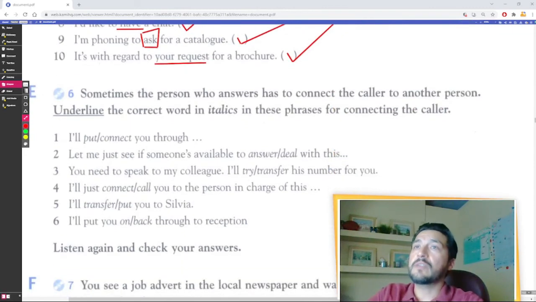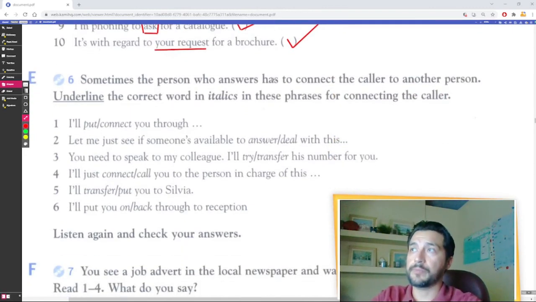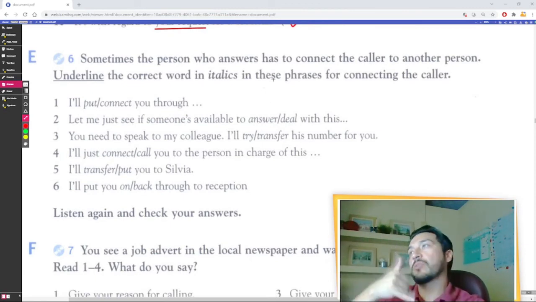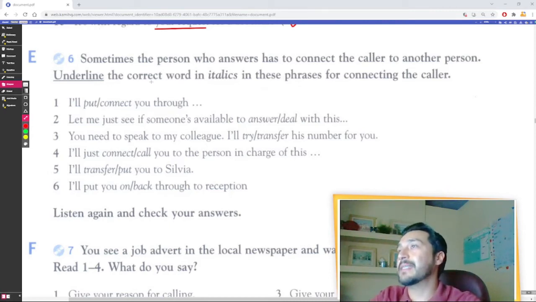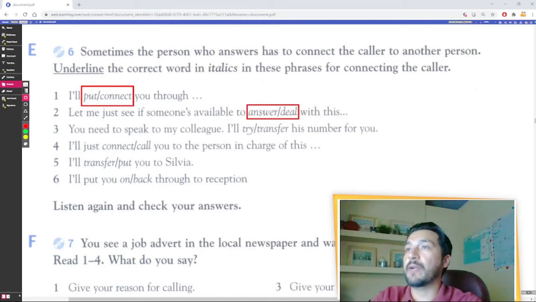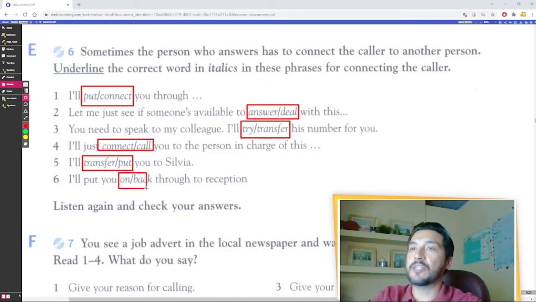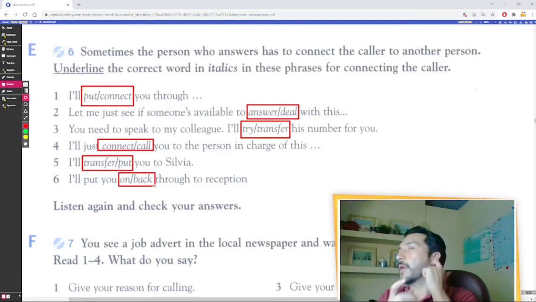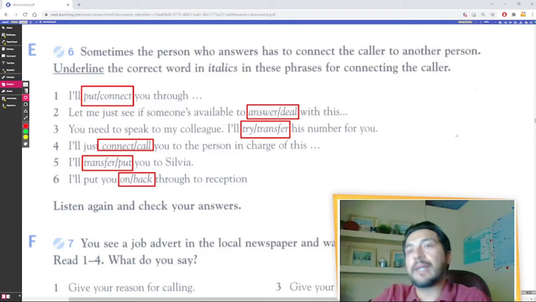Now, sometimes the person who answers has to connect the caller to another person, transfer. Underline the correct word in italics in these phrases for connecting the caller. So we got two options. This is vocabulary to do a transfer, to connect the caller. Let's listen for the correct answers. So in this exercise, your job is to catch the correct word. We're gonna listen and you catch the correct word. Ready?